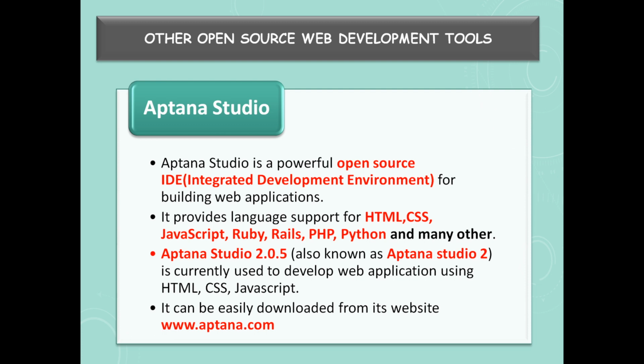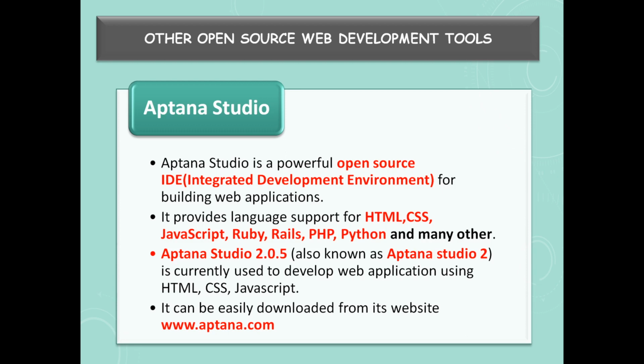We will see three more things here. First one is Aptana Studio. Aptana Studio is a powerful open source IDE. IDE we know, that is Integrated Development Environment, for building web applications. It provides language support for different languages like HTML, CSS, JavaScript, Ruby, Rails, PHP, Python, and many others. Currently, we are using Aptana Studio 2.0.5. It is also known as Aptana Studio 2, to develop web applications using HTML, CSS, and JavaScript. It can be easily downloaded from its website aptana.com.